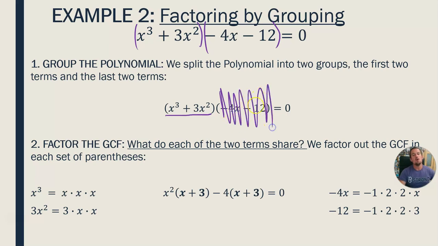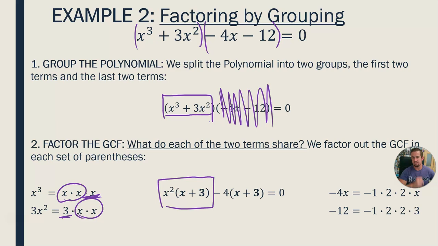Let me erase this for a second. Well, x cubed plus 3x squared, they do indeed have a greatest common factor. They both have 2 x's in common, because x cubed is just x times x times x. 3x squared is 3 times x times x. So I have a greatest common factor of x squared, leaving me with x plus 3 in parentheses for my first group. I just took out a greatest common factor.